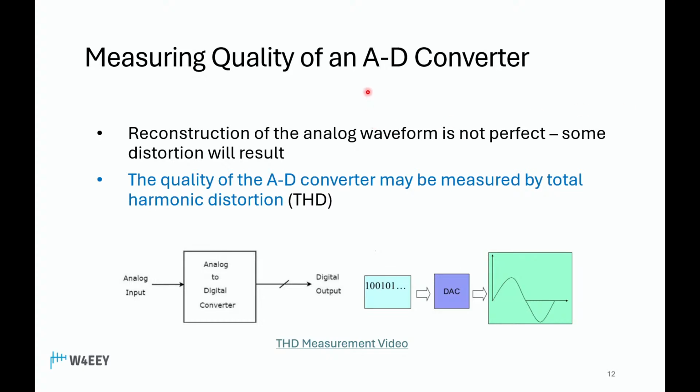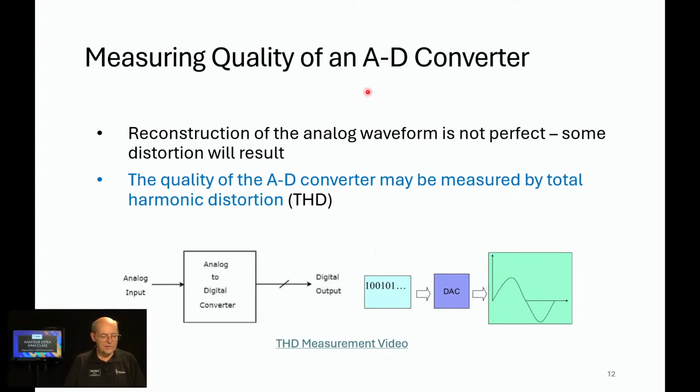So quality, we were talking about the stair steps that come out of a digitally recovered waveform. So how would we measure that quality? Ideally, it should look exactly like the input waveform that was digitized. So reconstruction of the waveform is not perfect. There will be some distortion. And the way that they measure it is by measuring total harmonic distortion.